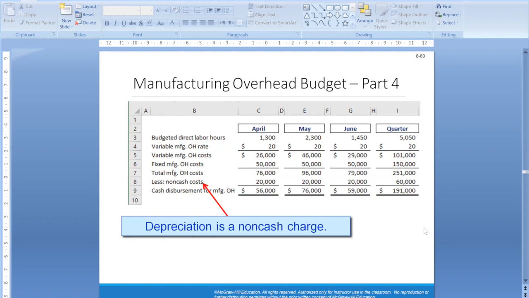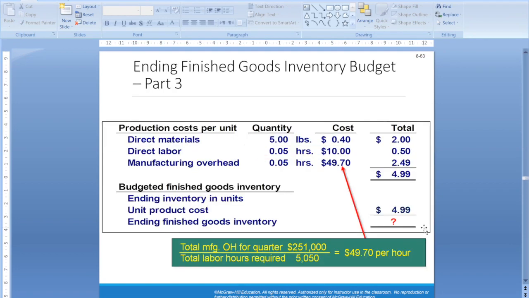Why do we need this? Because we need to calculate the cost for the finished goods unit as an ending inventory. Now, for the cost for 1 unit, for the manufacturing overhead, we need 0.05 labor hour multiplied by 49.7, which means each unit of the ending inventory will cost 2.49 from the manufacturing overhead.